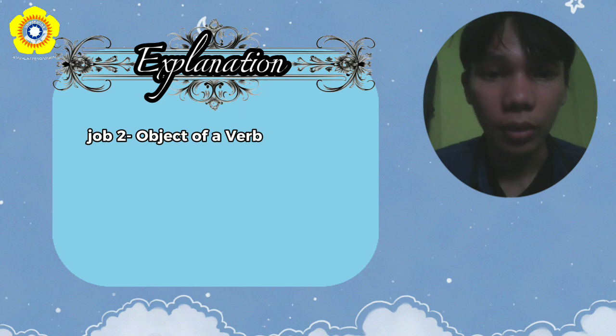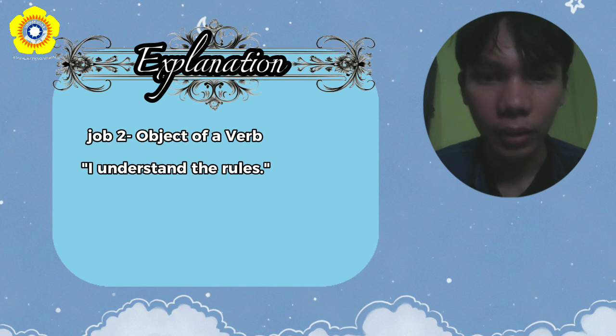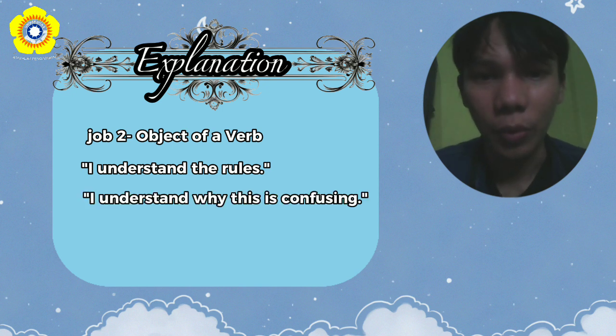Job 2. Object of a verb. For example, the rules is the object. Now for the clause upgrade. Boom! Why this is confusing is the entire object of the verb understand. That's a noun clause in job 2.